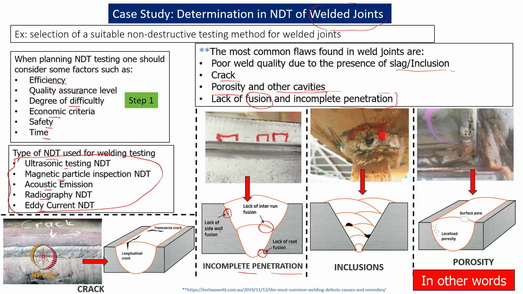So, we say there is a lack of side wall fusion, and then this inter-run fusion, where maybe there is the surface, and then again the next one which has some sort of a trap or some sort of a gap. So, it is insufficient, and we can say incomplete penetration.